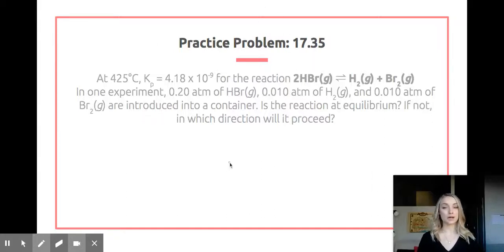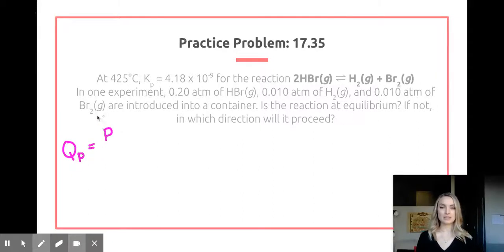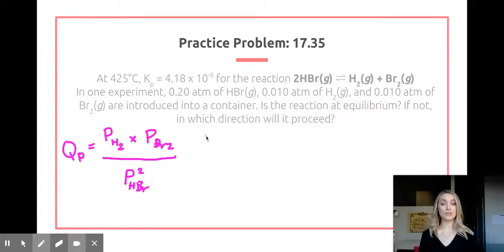We're dealing with partial pressures here, which is nothing scary, simply a thing to note. When we are writing our reaction quotient in partial pressures, it will look like this. We've got the partial pressure of one of our products times the partial pressure of our other product, divided by the partial pressure squared of our reactant. All we need to do now is plug in some numbers and then compare our K and our Q values.